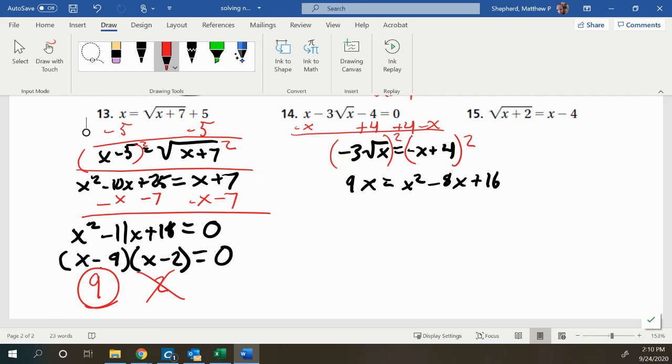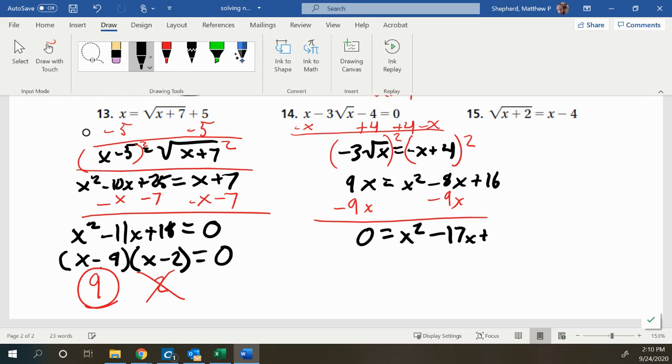Okay, so now let's deal with getting it all on one side. 0 is equal to x squared minus a 17x plus a 16, which would then factor into x minus 16, x minus 1. So two potential solutions, 16 and 1. So let's give them a quick check.